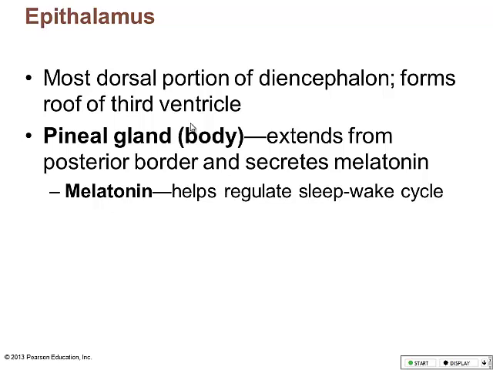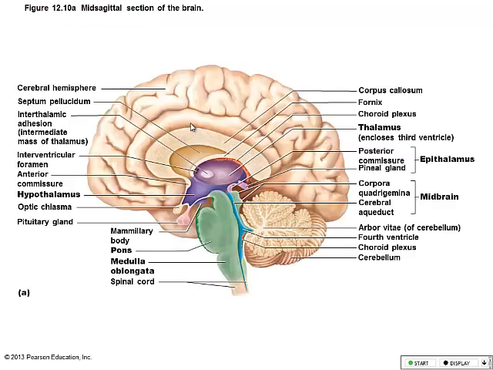So hypothalamus, very busy. Epithalamus, the back end, most dorsal portion. This is where we're going to find our little friend, the pineal gland. The pineal gland is going to make melatonin, and melatonin is going to help control those sleep and awake cycles. So that little purple region there. Now we're moving down. Where are we going?